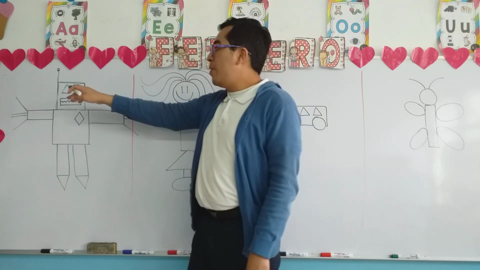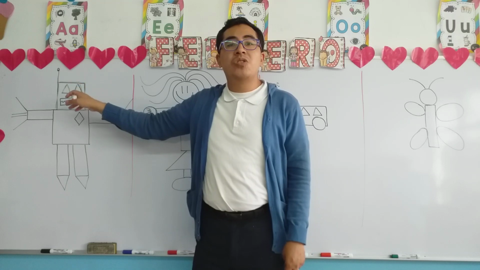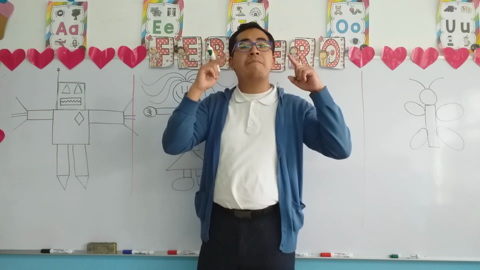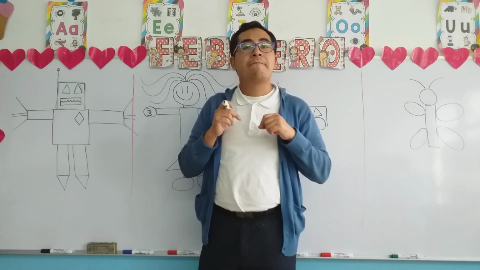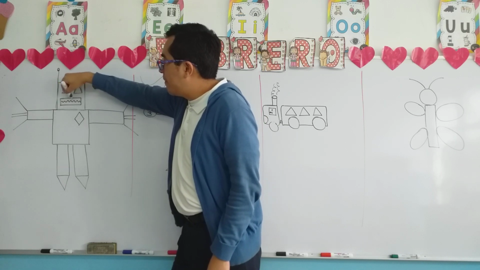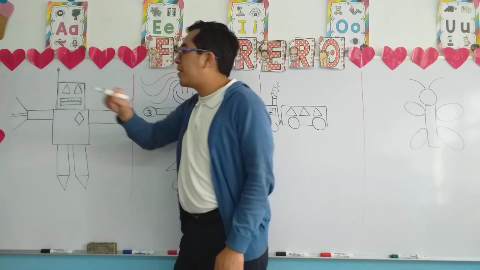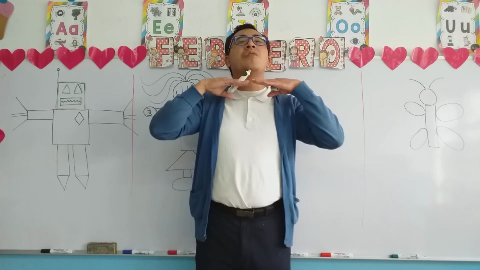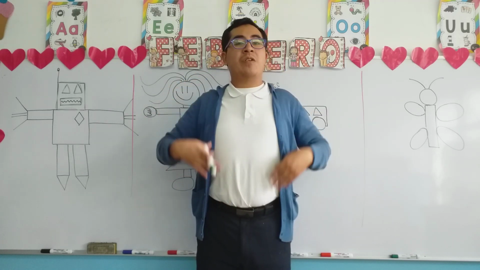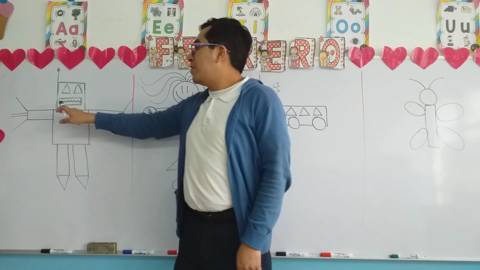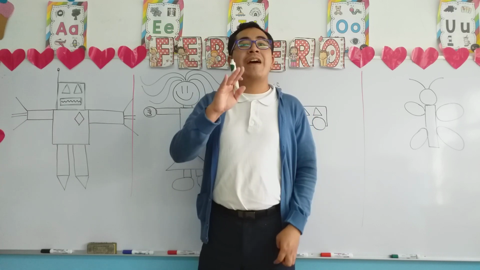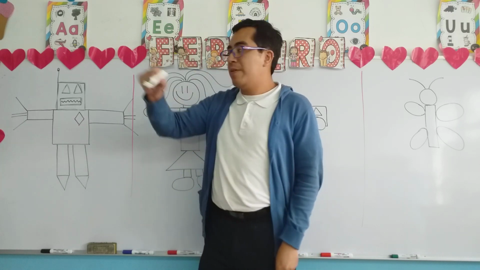Under the eyes, which are the triangles, we have the mouth. Now the mouth is made of a rectangle, very good. The mouth of the robot is made of a rectangle. Now let's continue with the bottom part of it, which is the rest of the body. The stomach and the chest, all of them are together and they have the form of a square.